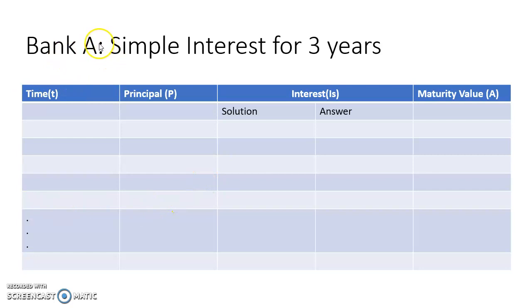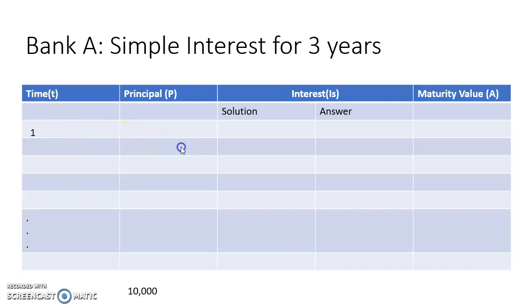So let's take a look at Bank A, which offers simple interest for 3 years. In the first column, we have the time, denoted by small letter t. Second column, we have the principal, denoted by capital letter P. And then we have here interest, I subscript S for simple interest. And in this column, you have the solution, the answer, and then the maturity value, denoted by capital letter A.